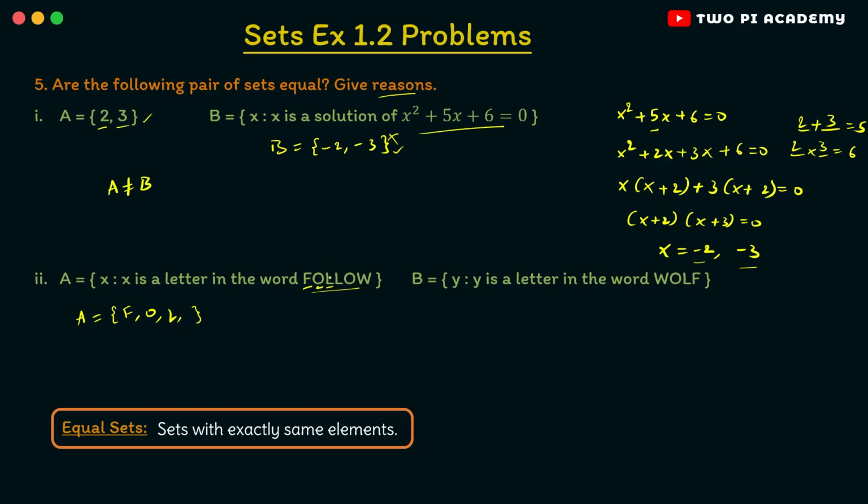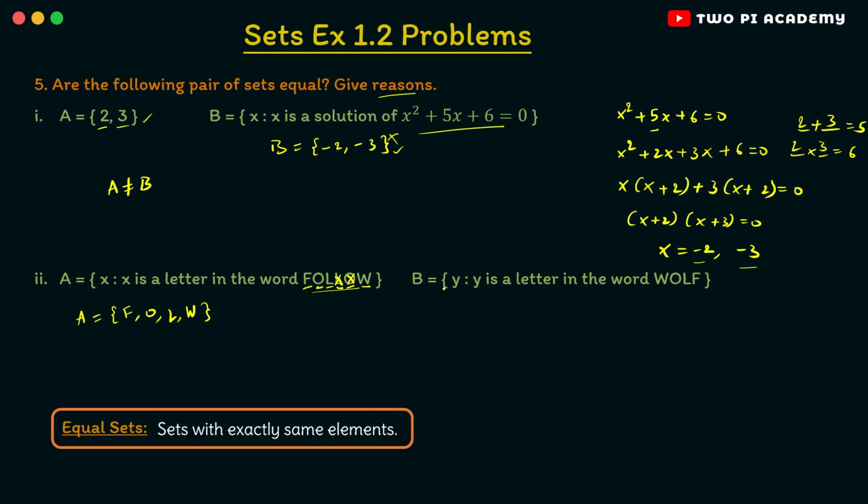One thing to remember in sets is that you should not repeat elements. The elements of the set must be distinct. So here there is another L which is repeated, so you won't write that, and O is also repeated, and you will finally have the letter W. So this is the set capital A.